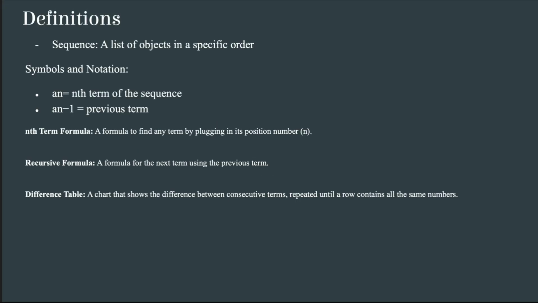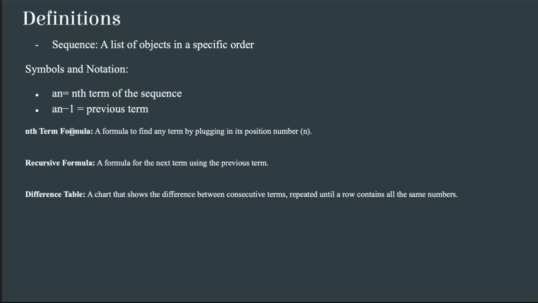Definitions. A sequence is a list of objects in a specific order, and some of the symbols and notations used is a_n, which equals the nth term of the sequence, and a_(n-1), which is the previous term. The nth term formula is a formula used to find any term by plugging in its position number n. A recursive formula is a formula for the next term using the previous term.